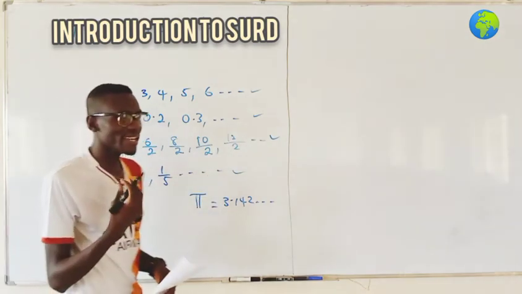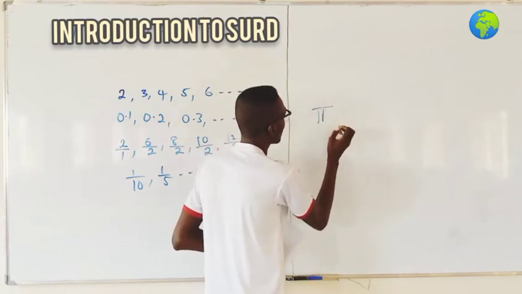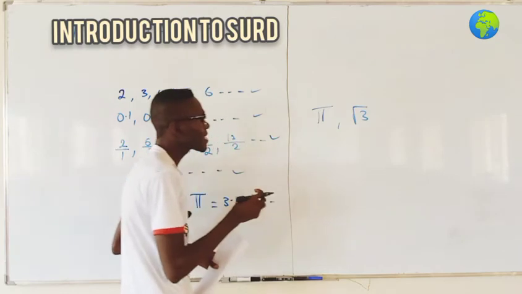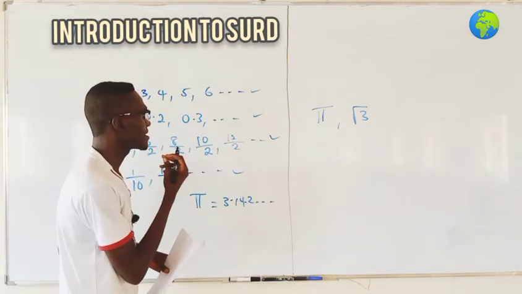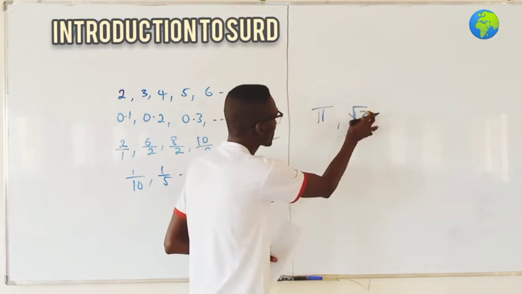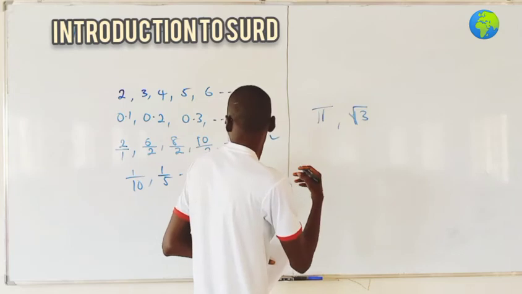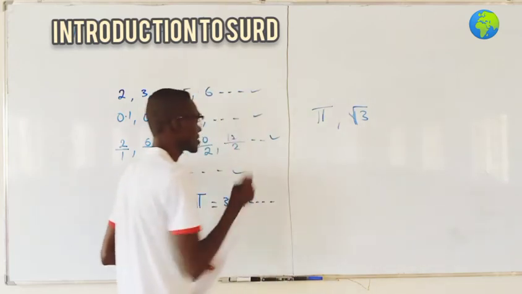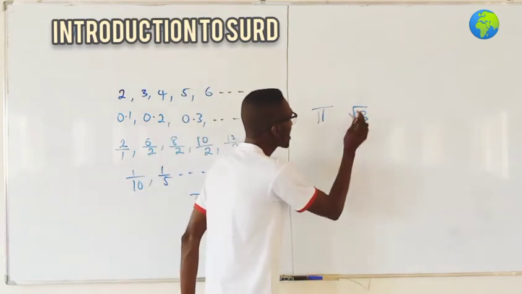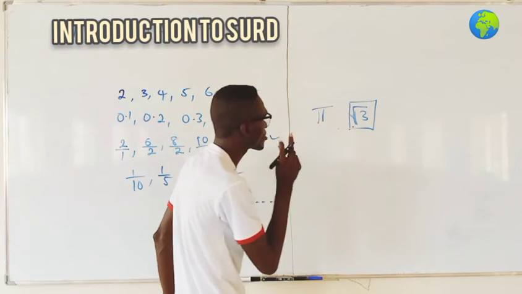As for the irrational numbers, assume there's a difference between when I have pi and when I have square root of 3. Both of them are irrational, but this square root of 3 is a different kind of irrational number. Why? Because I'll tell you about it in the next video. So now, when we have irrational numbers in this form, they are the numbers we call what?